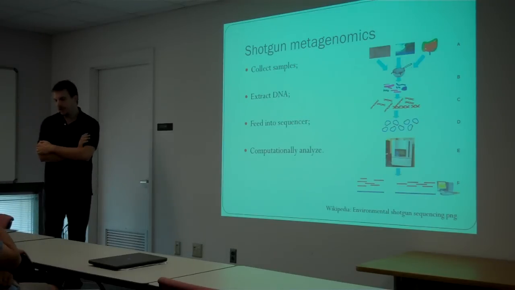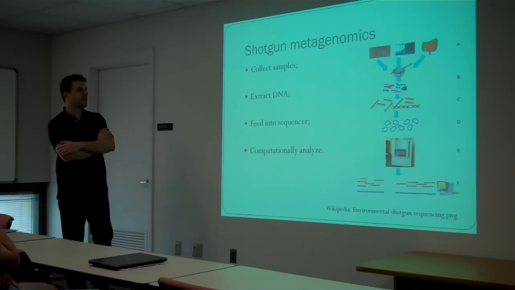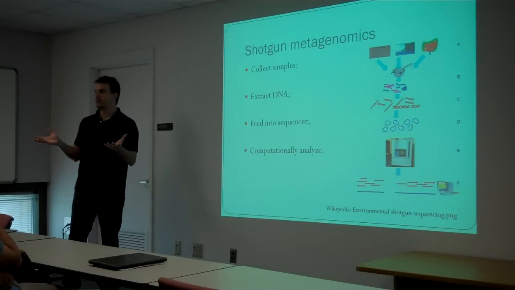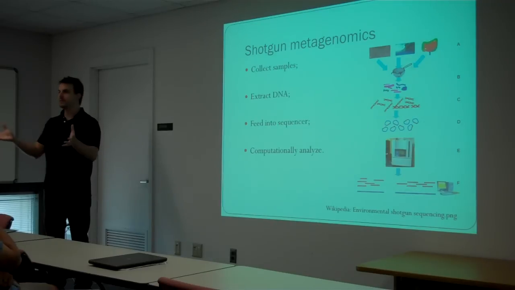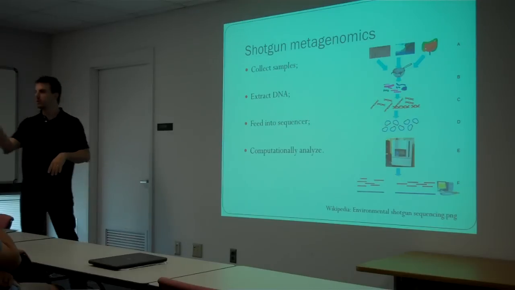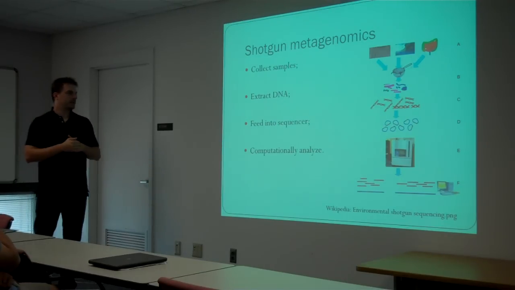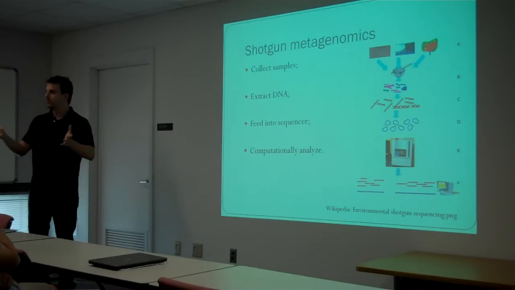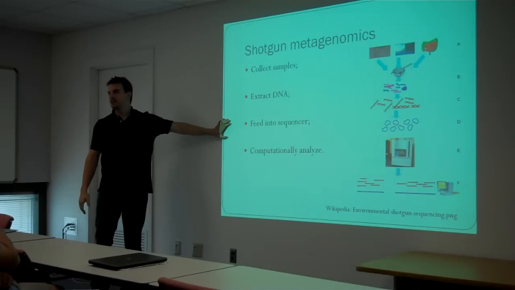So today I'm going to be talking mostly about shotgun sequencing and shotgun metagenomics. The basic idea, and this is a biological idea, of shotgun sequencing is you go out and you collect some sample. At this point it really can be pretty much anything. You can scoop up some dirt, scoop up some ocean water, take a cheek swab, a stool sample, whatever it is you want. Extract the DNA from that sample and then feed it into a sequencer.